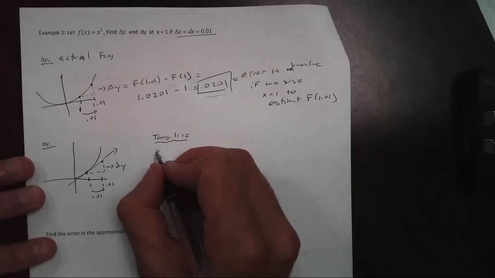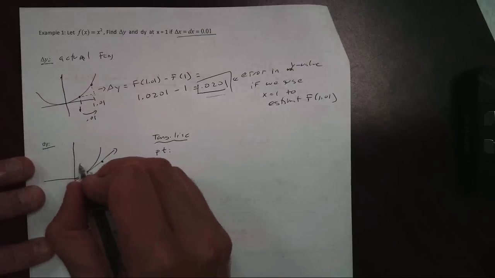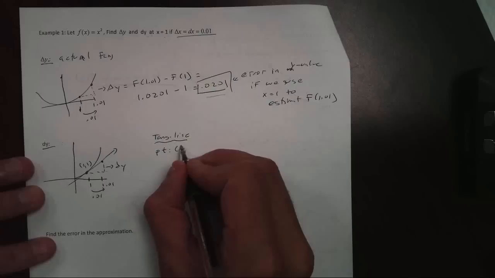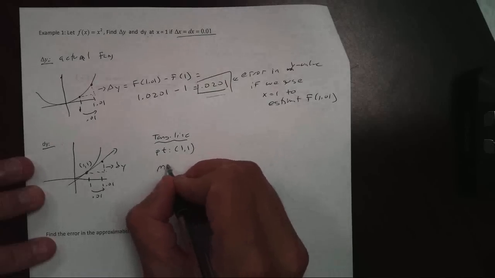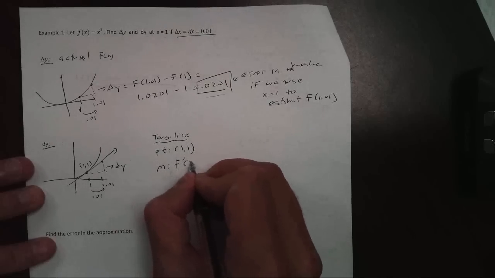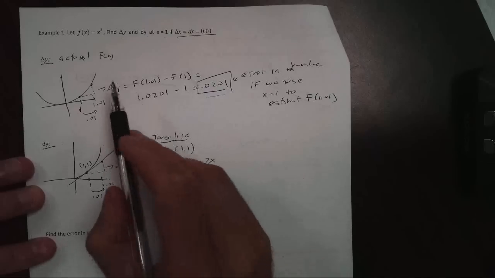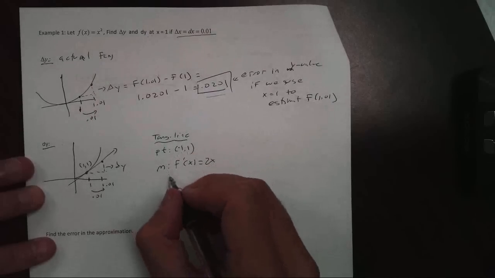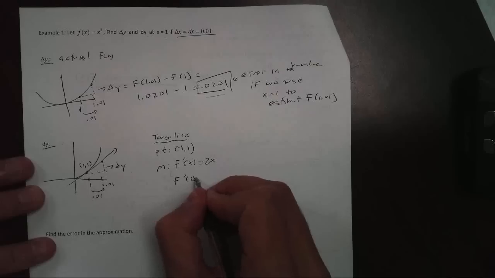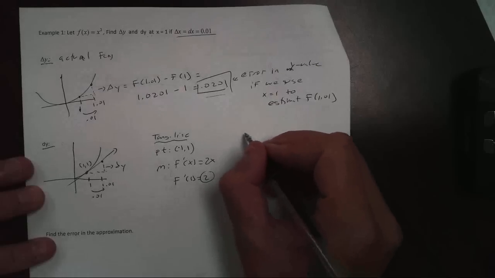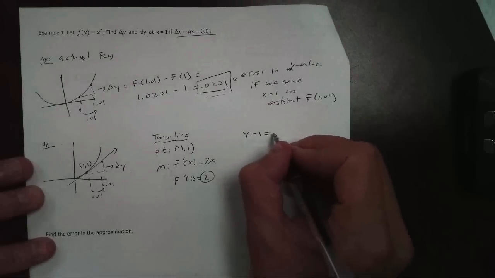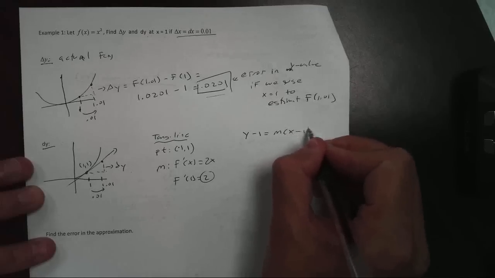To get our tangent line, we need a point. Well, we do have one known value, (1, 1). And we need the slope. Well, the slope comes from our derivative. That's just 2x. That comes from up here. x squared becomes 2x. So the slope at 1 becomes 2. So my tangent line becomes y minus 1 equals m times x minus 1.